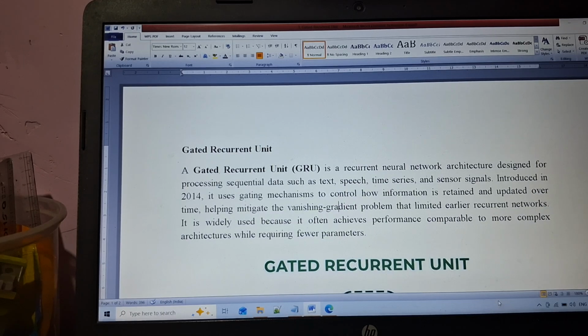This architecture model was introduced in 2014. It uses a gating mechanism to control how information is retained and updated over time, helping mitigate the vanishing gradient problems that limited earlier recurrent networks. It is widely used because it often achieves performance comparable to more complex architectures while requiring fewer parameters.